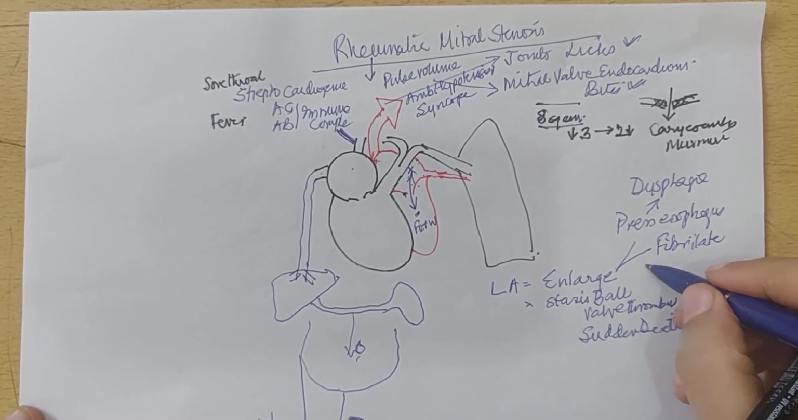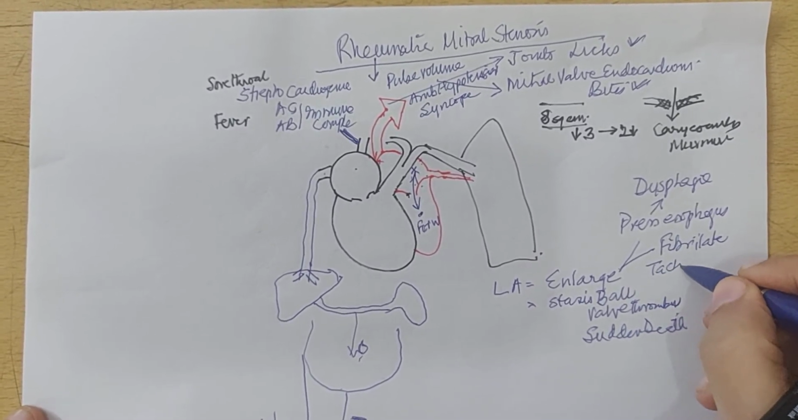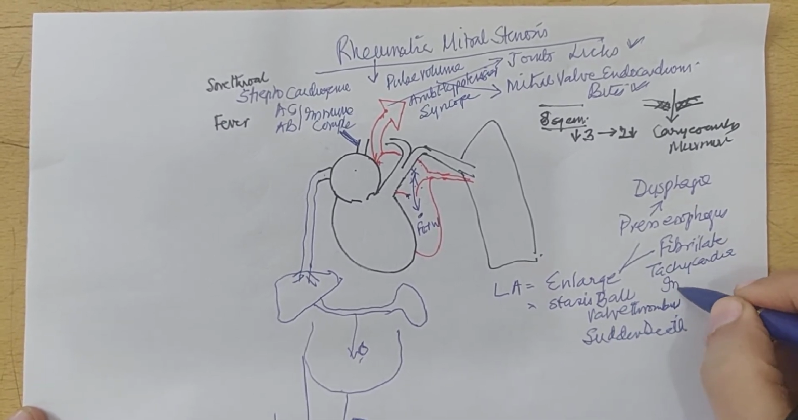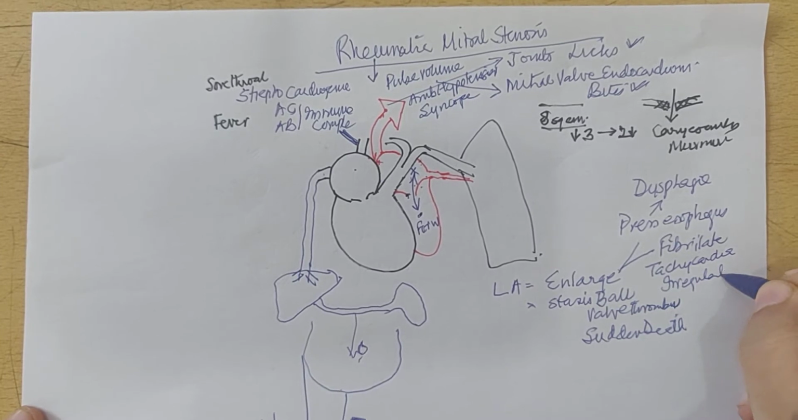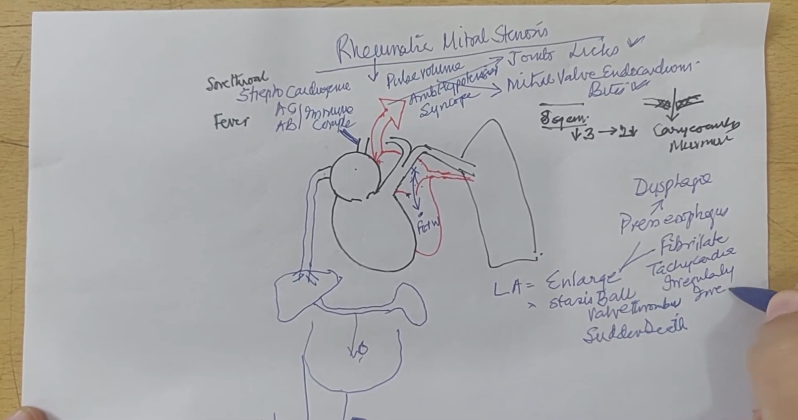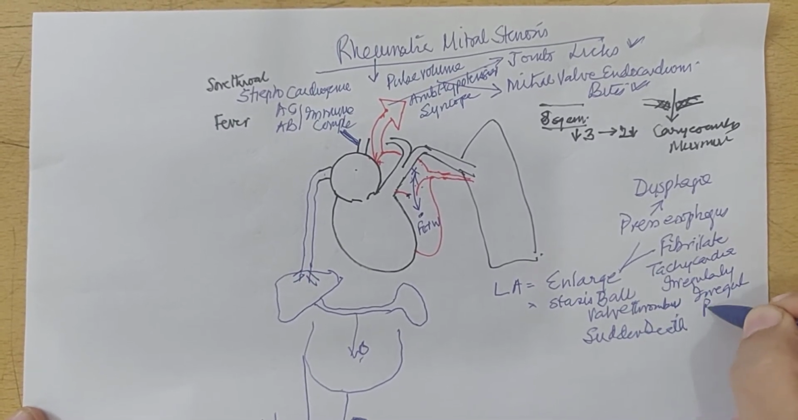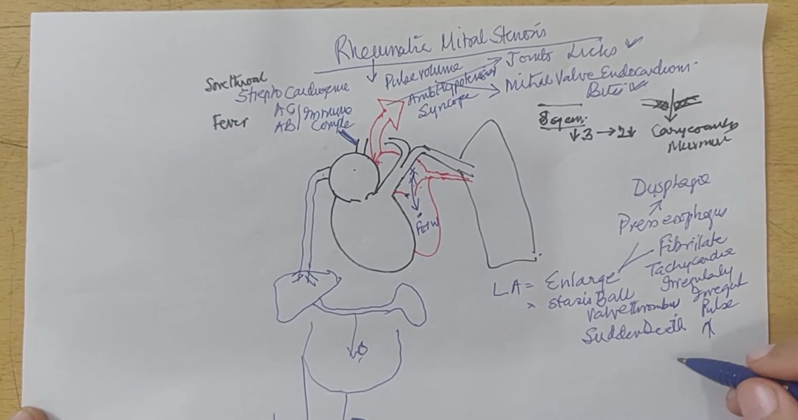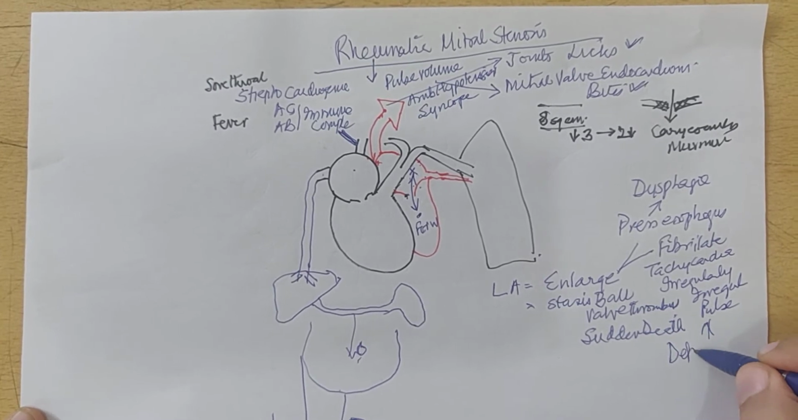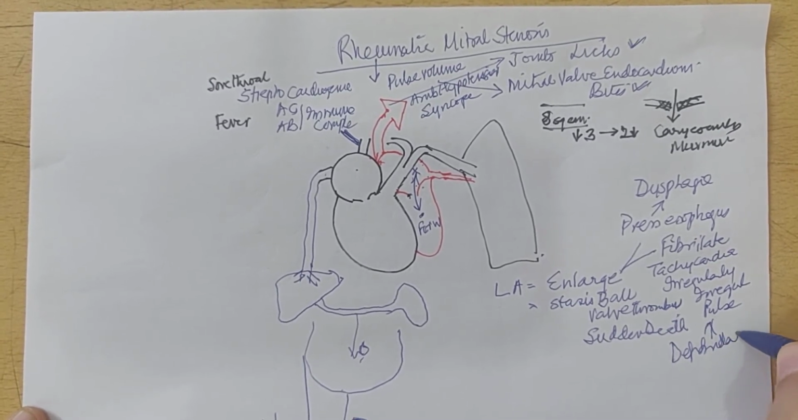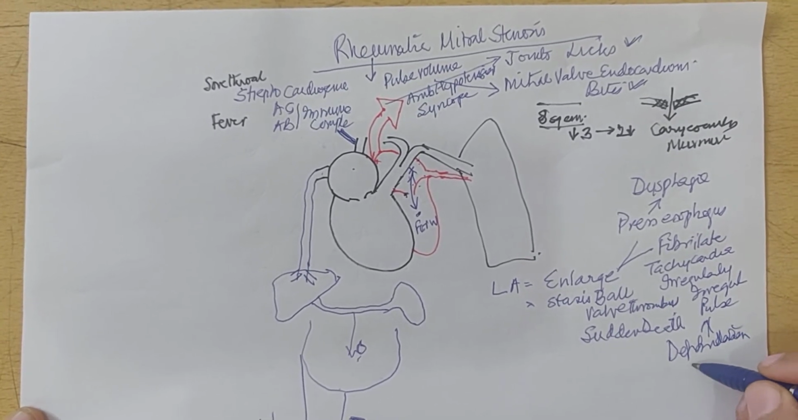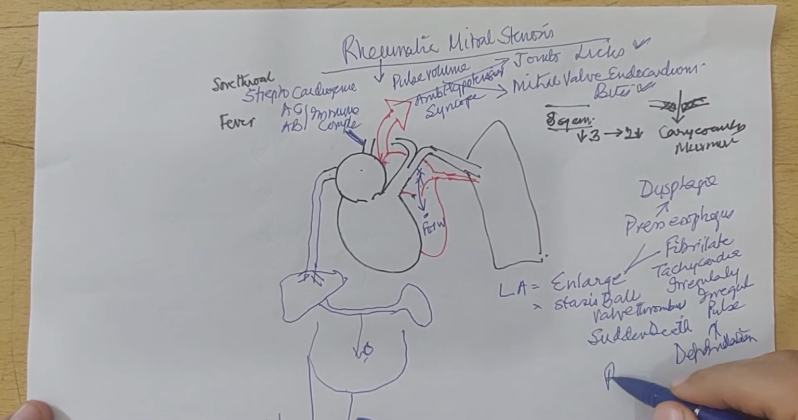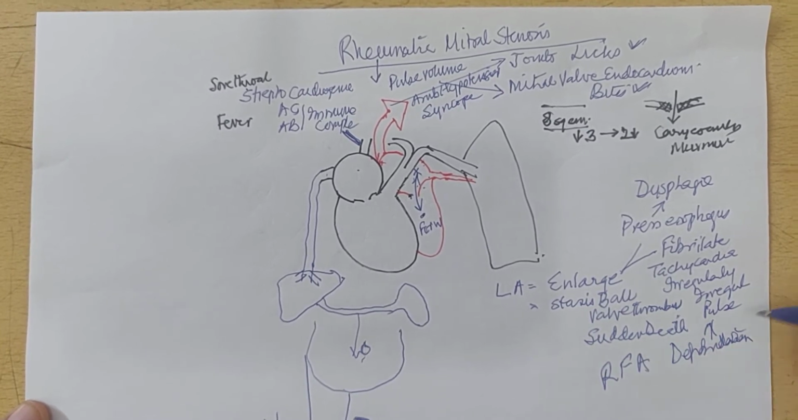because a very large atrium is not governed by the sinoatrial node. So when it fibrillates, there is tachycardia, and there is irregular pulse, and this may need defibrillation by drug or what is called radio frequency ablation.